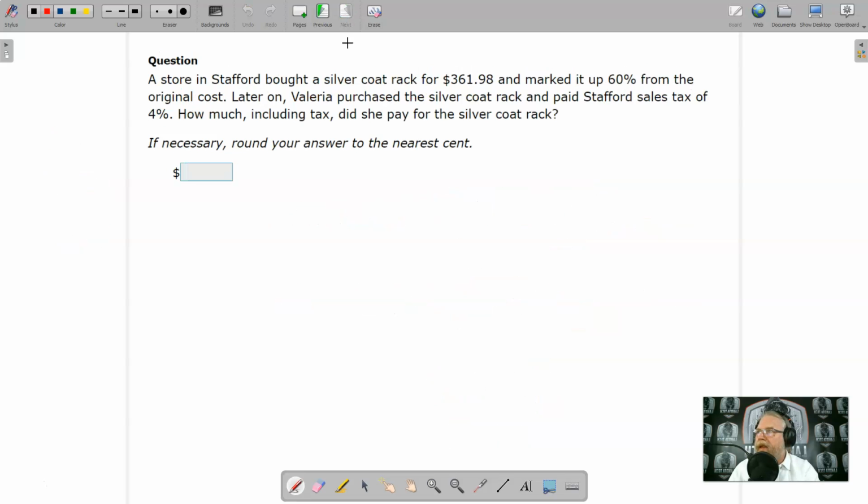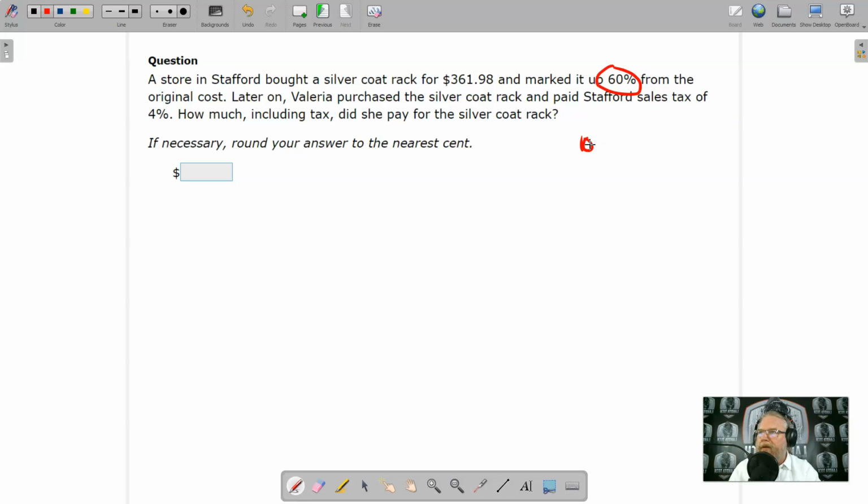Final question. A store in Stafford bought a silver coat rack for $361.98 and marked it up 60% from the original cost. Later on, Valeria purchased the silver coat rack and paid Stafford sales tax of 4%. How much, including tax, does she pay for the silver coat rack? So before we can do her 4% sales tax, we first have to figure out what the store was selling it for. They marked it up 60%.